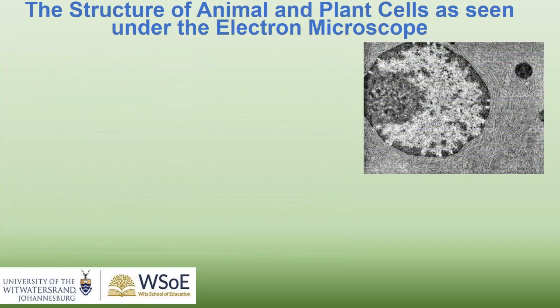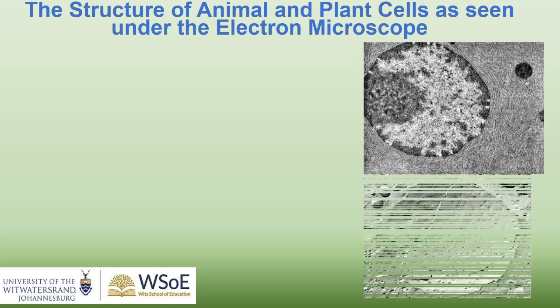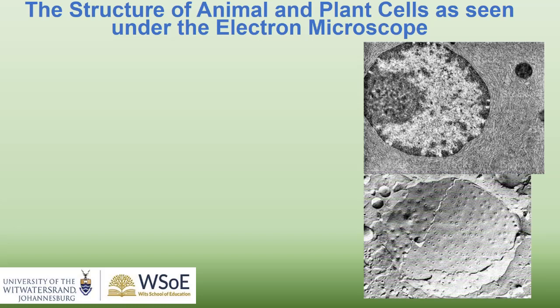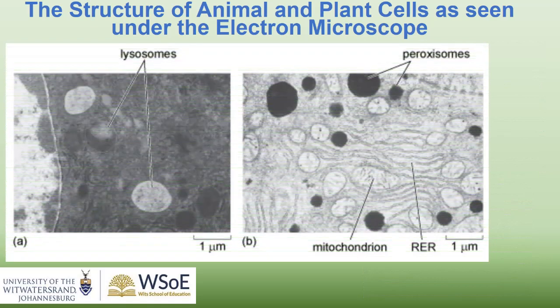Now, here is a nucleus as seen through an electron micrograph from the transmission electron microscope. You can see the endoplasmic reticulum, and it's found throughout the cytoplasm. Here is a scanning electron micrograph of a nucleus where you can see the nuclear pores. Here you can see the lysosomes and the peroxisomes, the mitochondria, the rough endoplasmic reticulum. So a lot of detail is seen, and you can see the scale there is 1 micrometer.